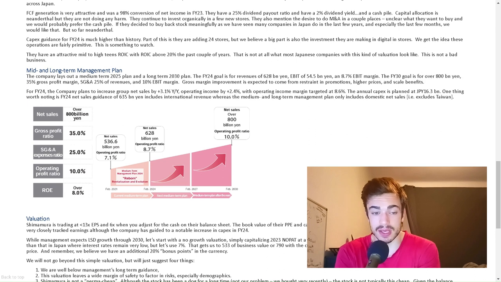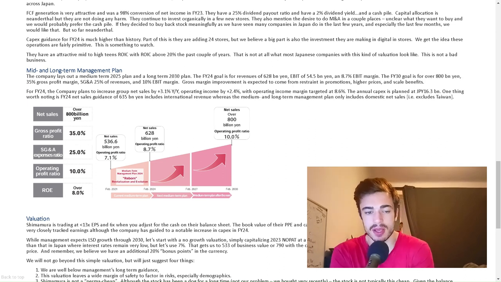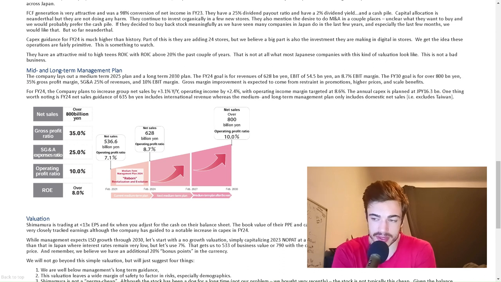Part of this is they are adding 24 stores, but we believe a big part is also the investment they are making in digital in stores. We get the idea these operations are fairly primitive. This is something to watch. They have an attractive mid to high teens ROIC with ROIC above 20% the past couple of years. That is not at all what most Japanese companies with this kind of valuation look like. This is not a bad business.